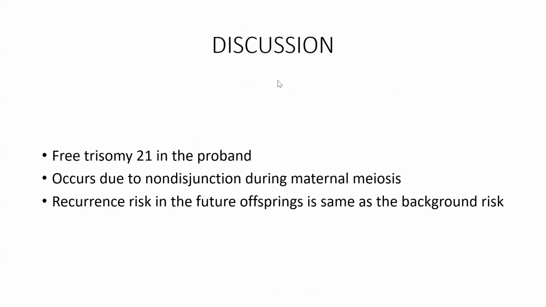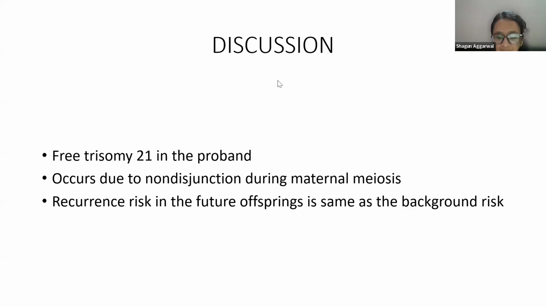So free trisomy 21 is in the proband, which occurs due to meiotic non-disjunction, mainly in the maternal meiosis. So recurrence risk in this future offspring is same as that of the background risk. So there is no increased risk in this couple because it is free trisomy 21. And we give empiric recurrence risk in this couple up to 1%. So for this 1% recurrence risk, we can either tell them the option of NIPT, or if they are very anxious, we can also suggest them for amniocentesis also. But the empiric risk is only up to 1%.